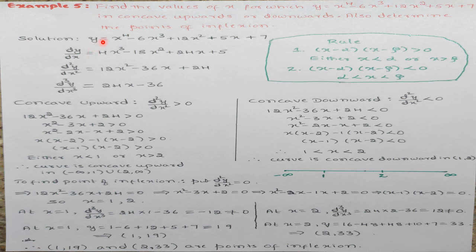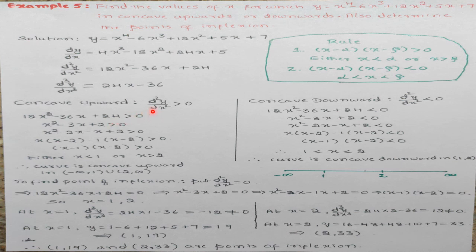Here the given function is y equal to x to the power 4 minus 6x cube plus 10x square plus 5x plus 7. Doesn't matter how big the polynomial is, just take the derivative. Differentiating this, dy by dx is 4x cube minus 18x square plus 24x plus 5. Again differentiating this, you will get this equation. Again differentiating this, you will get this one. This is easy. Now let's take the first case, d square y by dx square is greater than 0.